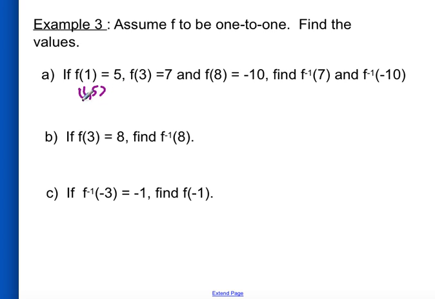And we have the ordered pair there of 3, 7 for f. And we've got the ordered pair there of 8, negative 10. All right. In the inverse function over here, they're saying, okay, what happens if the x value here is 7? We want to know what the y value is. And then the inverse function there, the x value is negative 10. What's the y value? Well, we've got a relationship going on here.